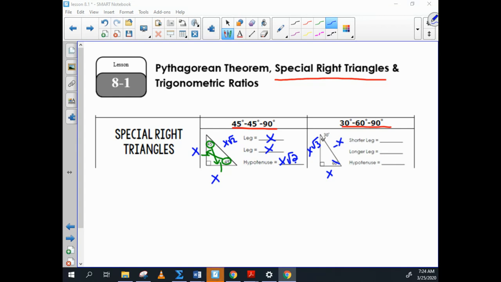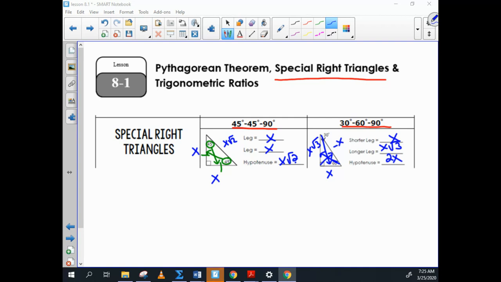All right, so our shorter leg, that's the one across from the shortest angle. So across from our 30-degree angle, this one was x. We'll do the hypotenuse next. So across from our biggest angle, or our right angle, that was our 2x. And this longer leg, what they call the longer leg, that's our x square root of 3.